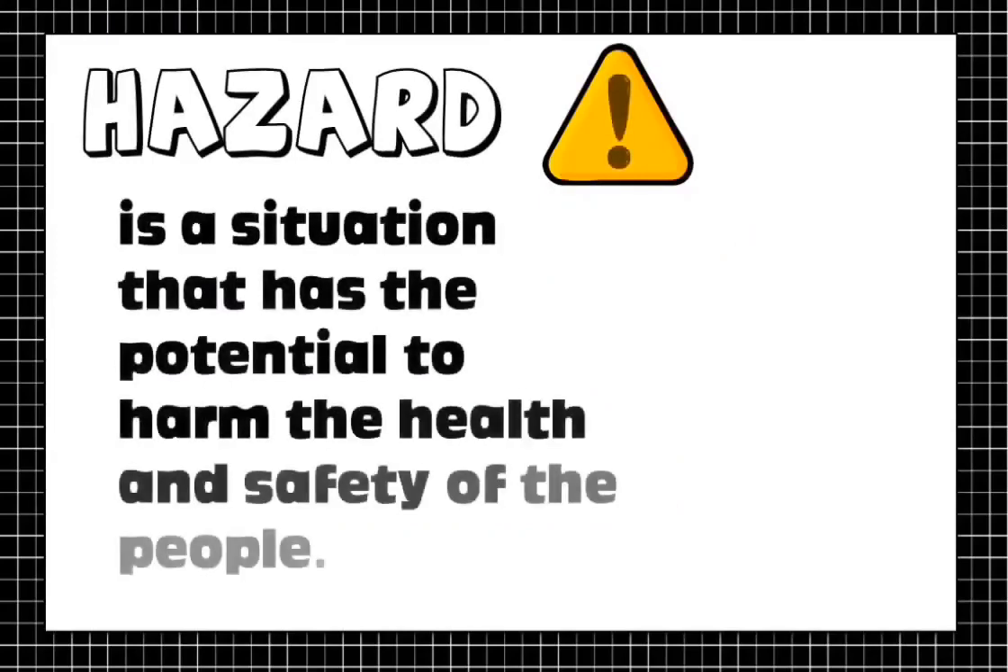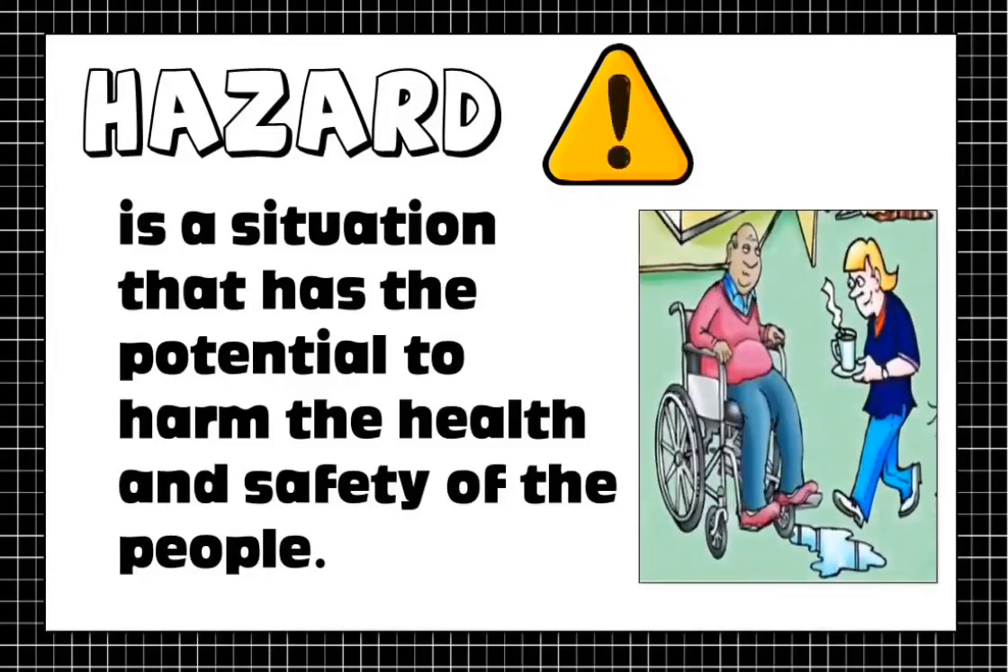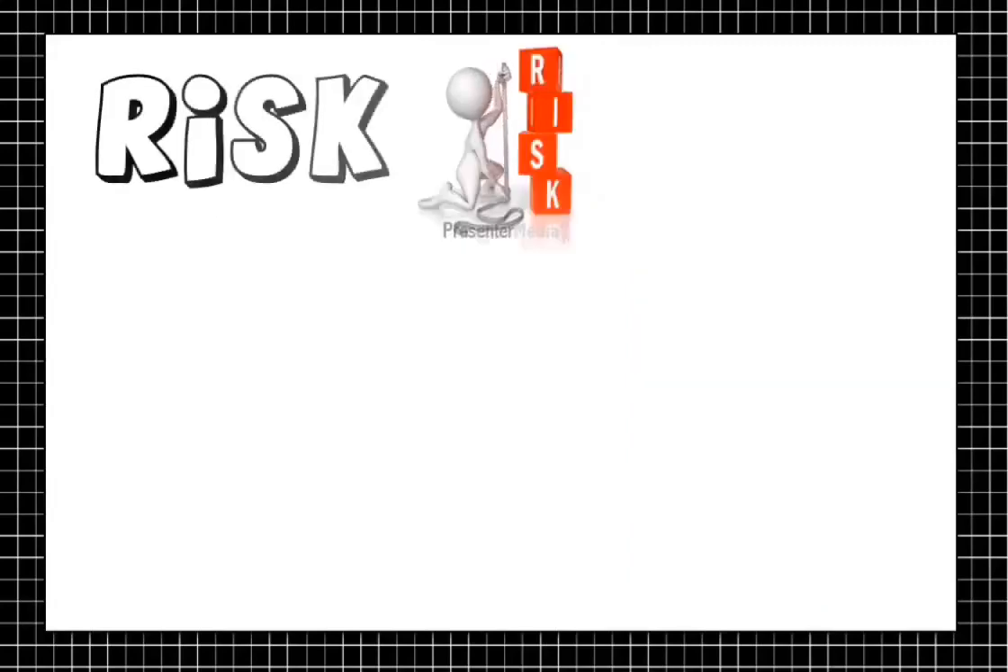So what is hazard and risk? Let's first define what is hazard. Hazard is a situation that has the potential to harm the health and safety of the people. For example, there is a water spill on the floor. It is a hazard because it has the potential to cause harm when someone slips on it.